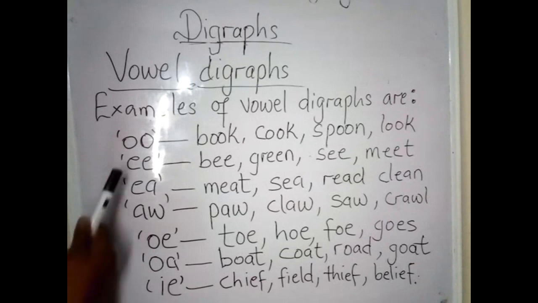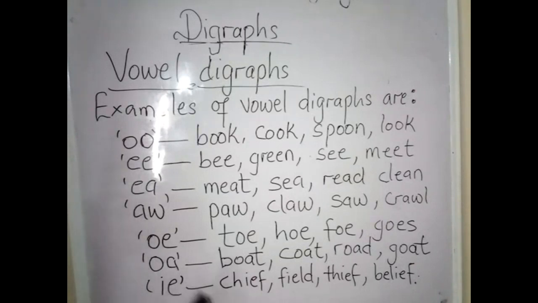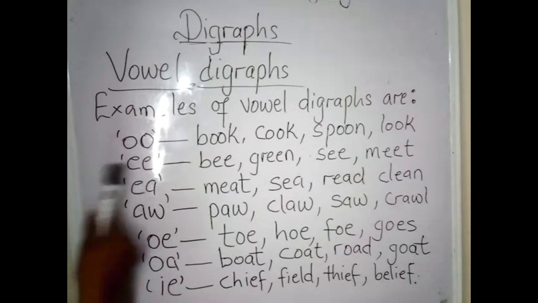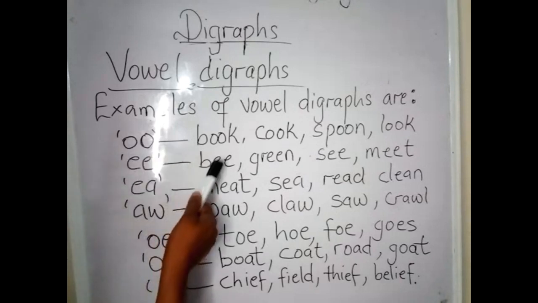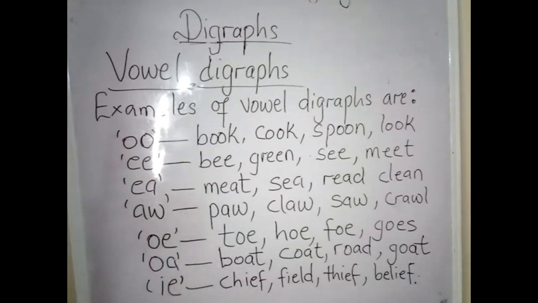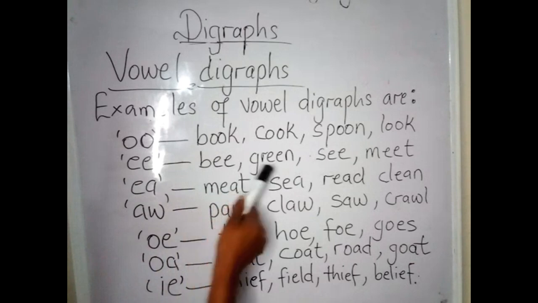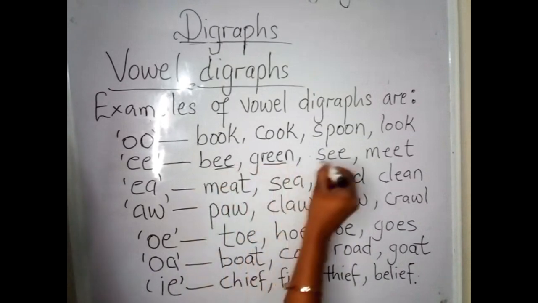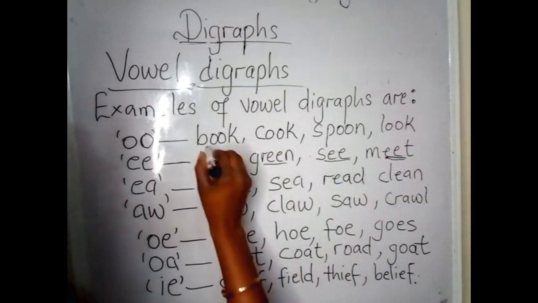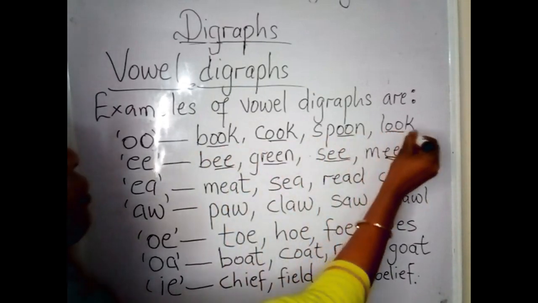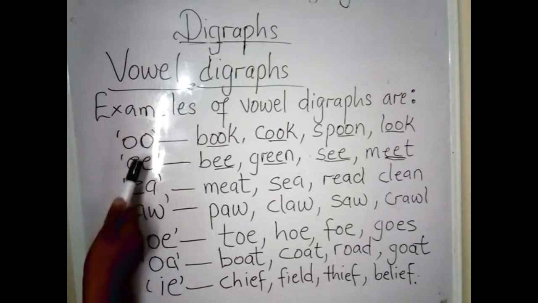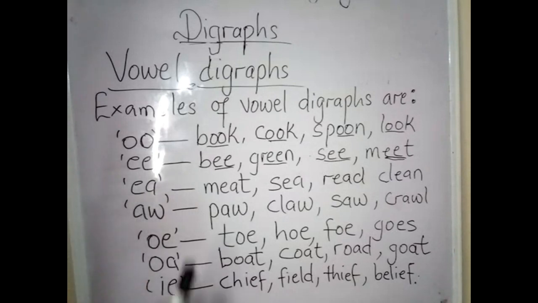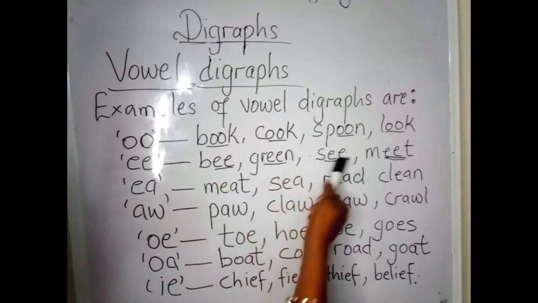Here you have double letter E. Normally letter E makes the sound E, but when you combine two letter E's, they form the long E sound. So examples are bee, green, see, meat. Let's just underline the digraphs here, the vowel digraphs. So double letter E, when E combines with itself, its sound changes to long E, as in bee, green, see, meat.